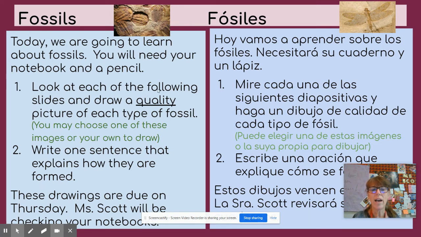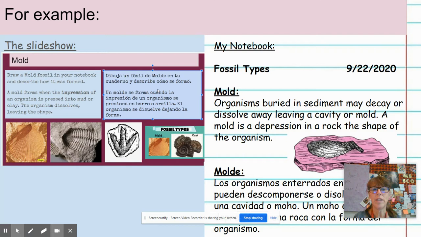And so I would like you to draw each kind of fossil in your notebook. So here's my example. I have the date, fossil types. So I wrote a mold. Organisms buried in sediment may decay or dissolve away, leaving a cavity or a mold. A mold is a depression in a rock, the shape of the organism. And here's my drawing. I got all that information from the slideshow. This is what the slide looks like.